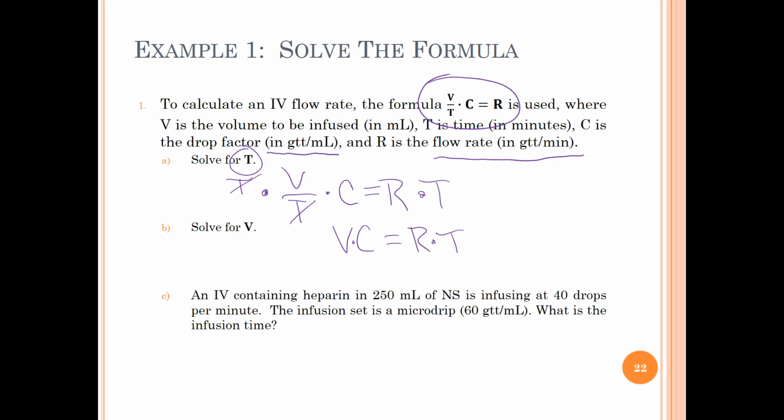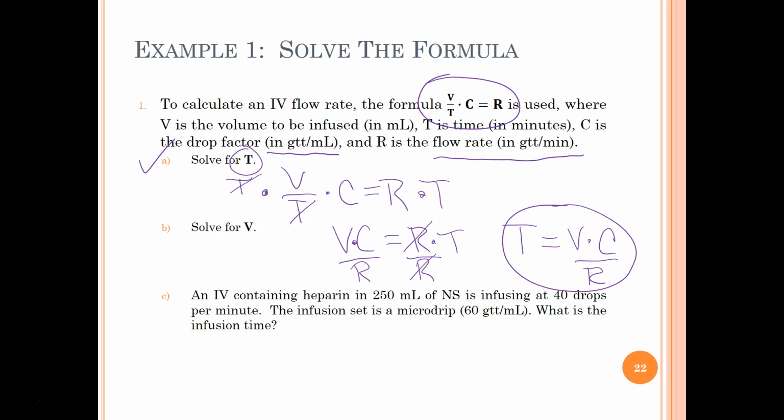Now in the first part, we want to go ahead and solve for T. So notice this R being multiplied to T is keeping us from doing that. So let's divide both sides by R to get T completely by itself. And what we're left with is T equals V times C, or C times V, doesn't make a difference, over R. And that's our first solution for part A.